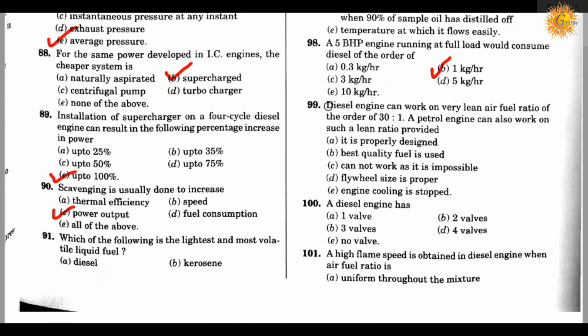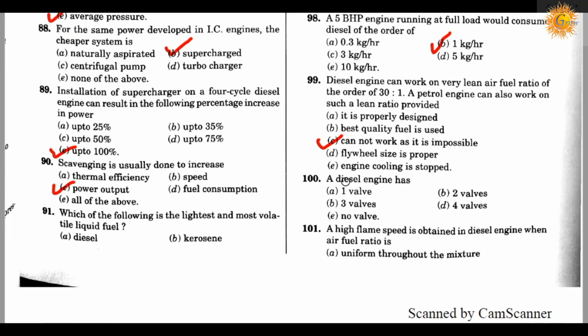Question number 99. Diesel engine can work on very lean air-fuel ratio of the order of 30:1. A petrol engine can also work on such a lean ratio provided option A, it is properly designed, option B, best quality fuel is used, option C, cannot work as it is impossible, option D, flywheel size is proper, option E, engine cooling is stopped. Correct answer is C, cannot work as it is impossible.